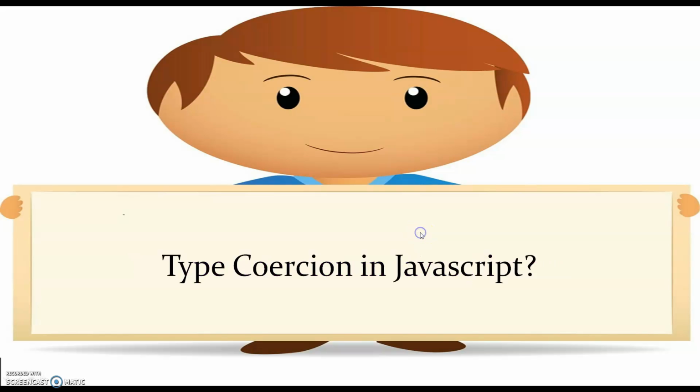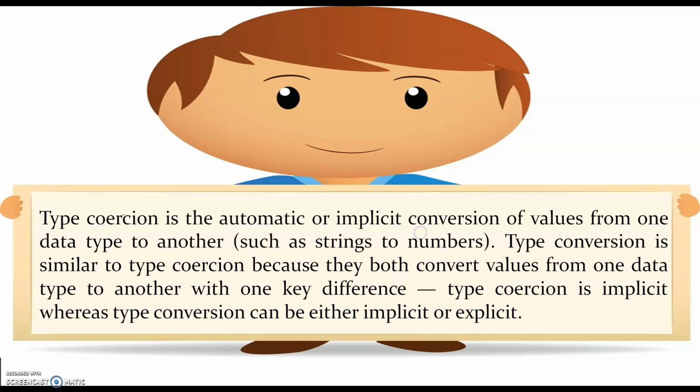In this video, we are going to talk about what is meant by type coercion in JavaScript. What happens when type coercion occurs in JavaScript? Okay. So before starting off, what is meant by type coercion, let's see the definition of it. As per the definition, type coercion is an automatic or implicit conversion of values from one data type to another data type.